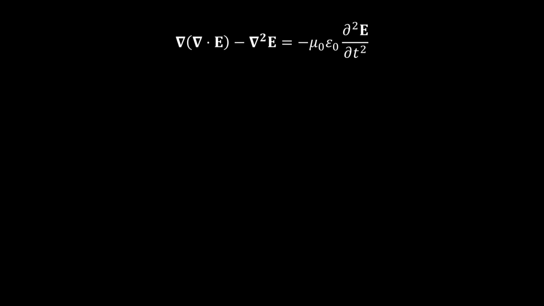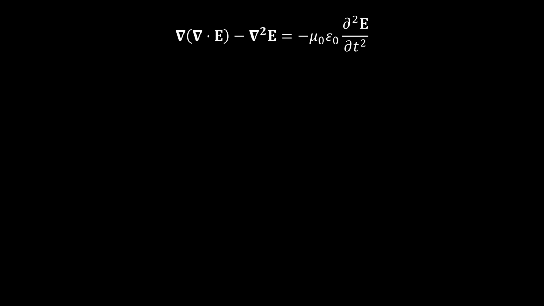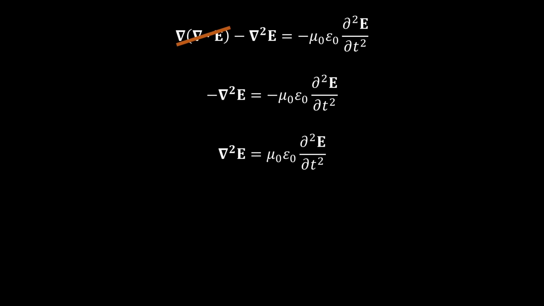Now all we have to do is perform some basic algebra to get the wave equation for the electric field itself. The divergence of the electric field in a vacuum, of course there being no source charges, goes to 0. And since we have negation on both sides of the equation, we can cancel that. This is now the wave equation for the electric field.